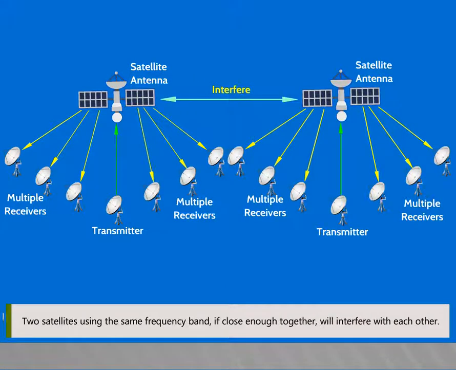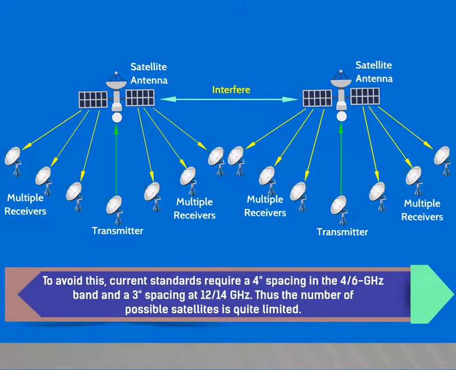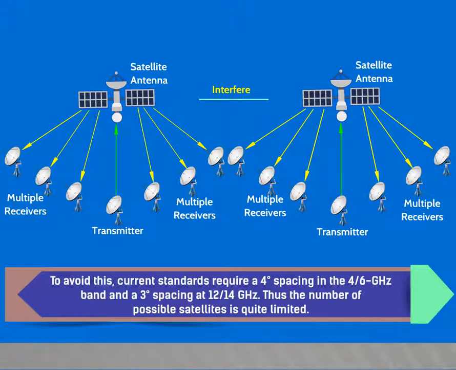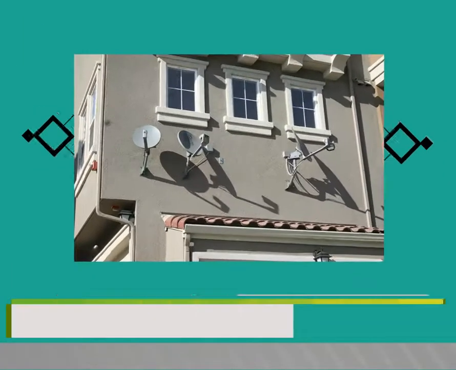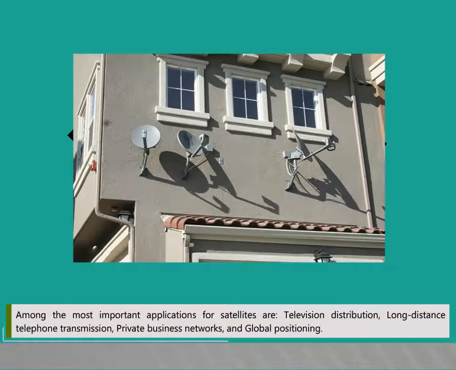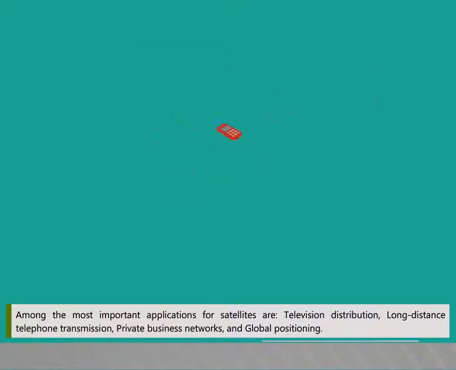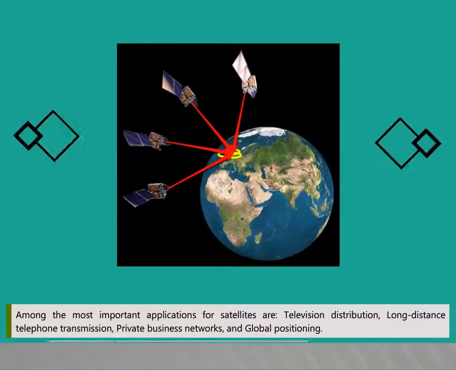Two satellites using the same frequency band, if close enough together, will interfere with each other. To avoid this, current standards require a 4-degree spacing in the 4x6 GHz band and a 3-degree spacing at 12x14 GHz band. Thus, the number of possible satellites is quite limited. Among the most important applications for satellites are television distribution, long-distance telephone transmission, private business networks, and global positioning.